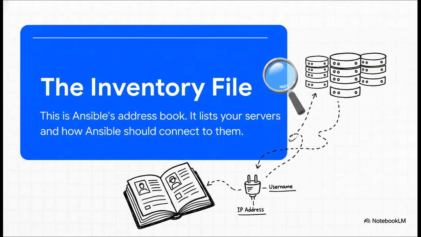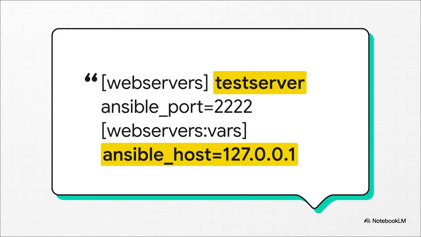So to make that contact, Ansible needs an address book. And in the Ansible world, we call this the inventory file. It's just a simple text file where you list out all the servers you want to manage, and you give Ansible the details it needs to connect to them, like their IP address and what user to log in as. So here's the exact content you'll need for our inventory file. First, we create a group called webservers. Then we give our machine a cool nickname, testserver. And after that, we just give Ansible the crucial connection details that Vagrant uses, the specific IP and port, the vagrant user, and most importantly, the path to the private key, so we can have a secure, passwordless connection.